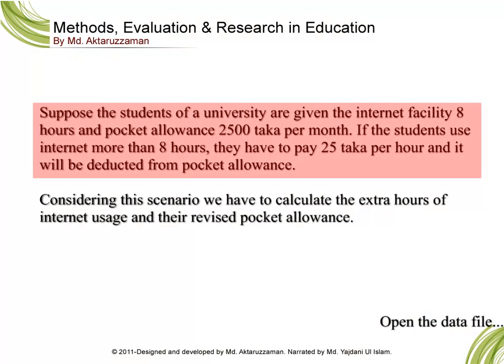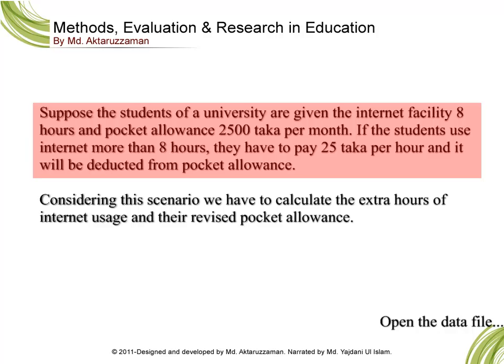Suppose the students of a university are given internet facility of 8 hours and a pocket allowance of 2500 taka per month. If the students use the internet more than 8 hours, they have to pay 25 taka per hour, and it will be deducted from their pocket allowance. Considering this scenario, we have to calculate the extra hours of internet usage and their revised pocket allowance.